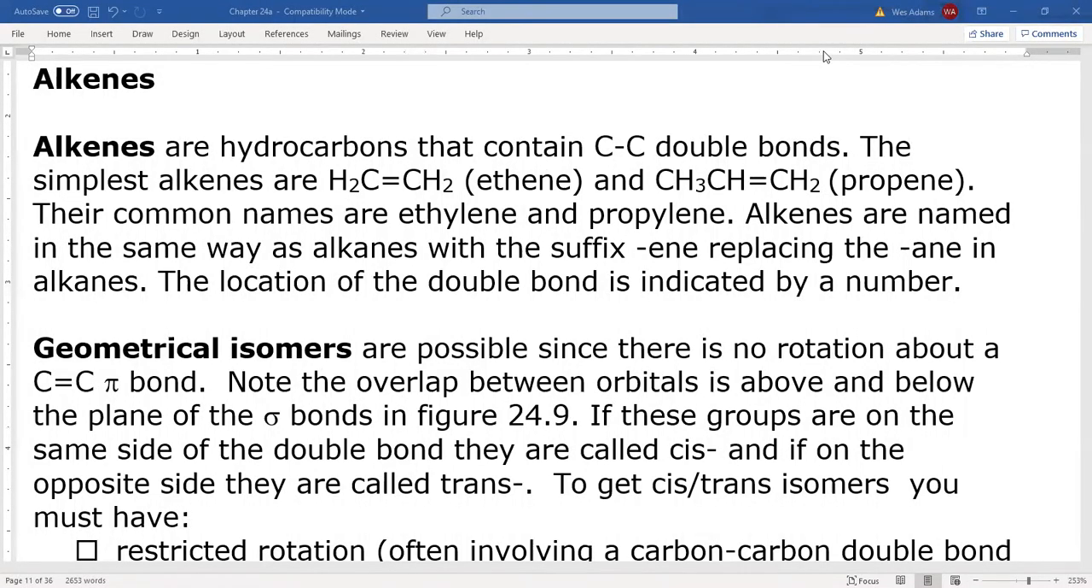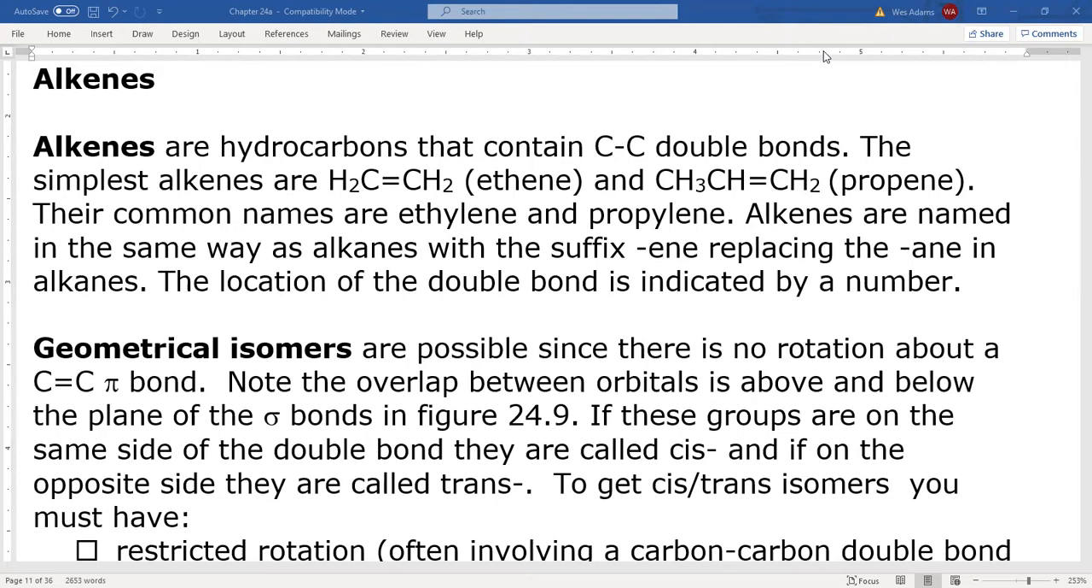All right, let's talk a little bit about alkenes, and we'll talk about alkene nomenclature just a little bit as well, and a little bit of reactions. The alkenes are hydrocarbons that contain carbon-carbon double bonds, where the simplest alkenes would be ethene or ethylene, and propene. The common names, again, ethylene, and you can call it propylene.